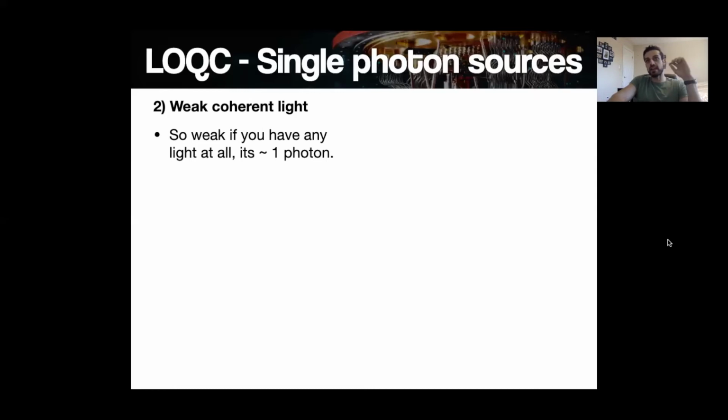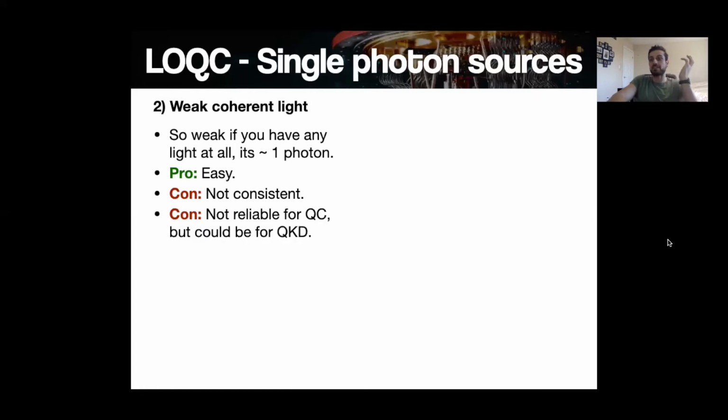And so if I have the light be weak enough, then I can argue that if I have any light at all, it's most likely just going to be a single photon. So it's easy, but it's not very consistent. And so it's not reliable enough for quantum computing, but it could be for quantum key distribution, which I briefly mentioned in the last video.